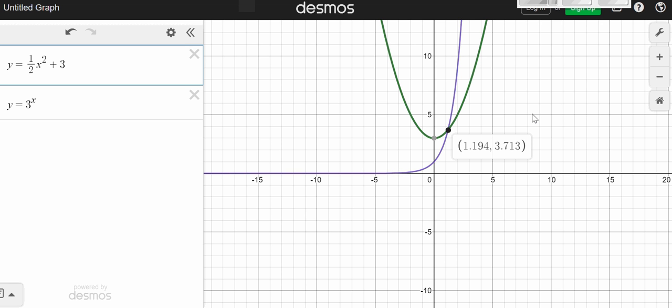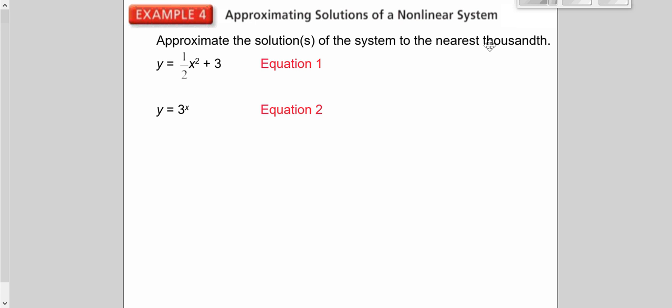So we write down our answer. Double check what did they want us to round to. Thousandths place. So we have tenths, hundredths, thousandths. So that's 3 decimal places. So our answer is 1.194 is our x, and 3.713 is the y. Ta-da! All right, that's example 4.